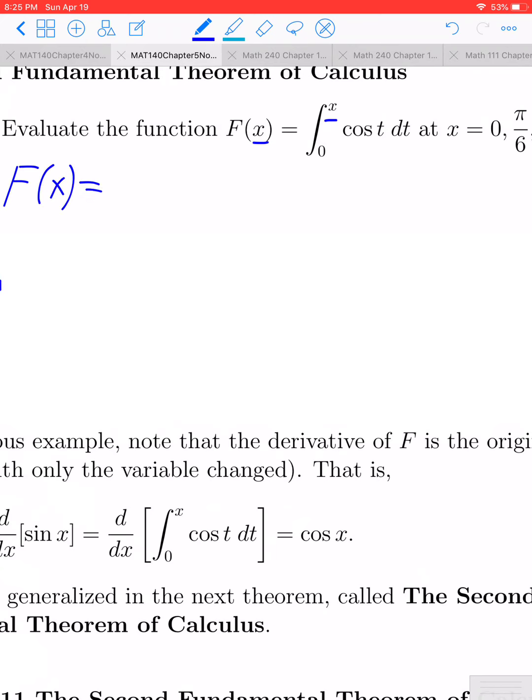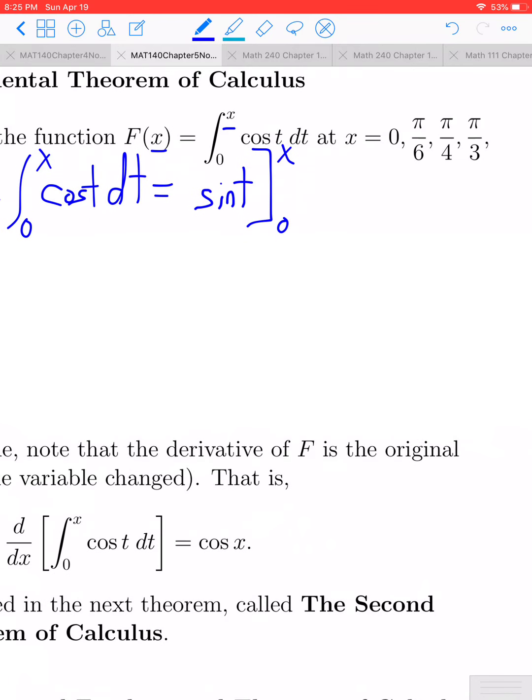So F of x, which is defined as the definite integral from 0 to x of cosine of t dt. The integrand is a function of t, and we're integrating with respect to t, so this makes sense. According to the first fundamental theorem of calculus, we would want to find an antiderivative for the cosine of t, which we know is going to be equal to the sine of t. We would then evaluate that antiderivative at the upper limit of integration. That's going to be sine of x, and then subtract the antiderivative evaluated at the lower limit of integration, which would be 0.